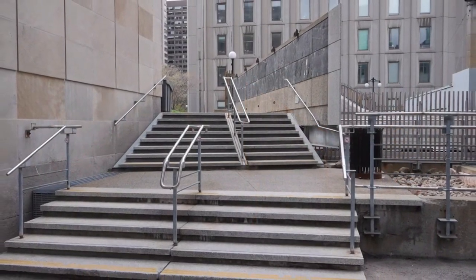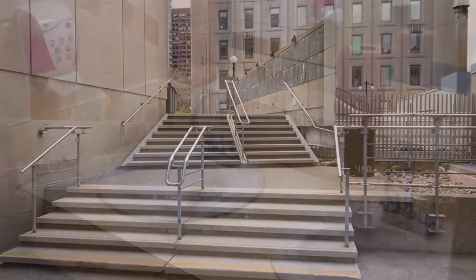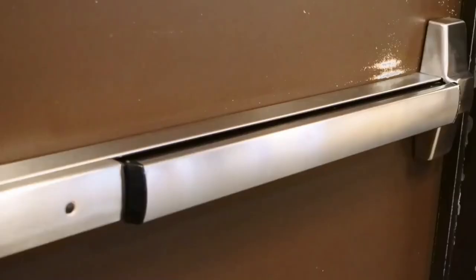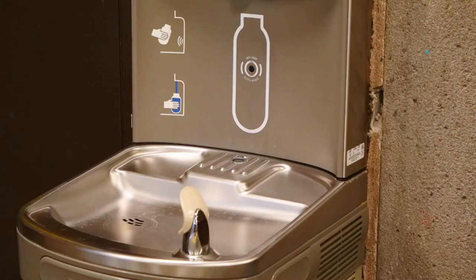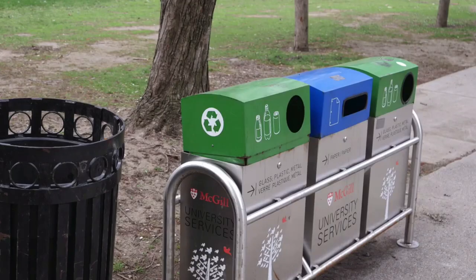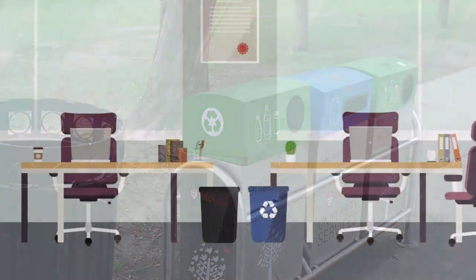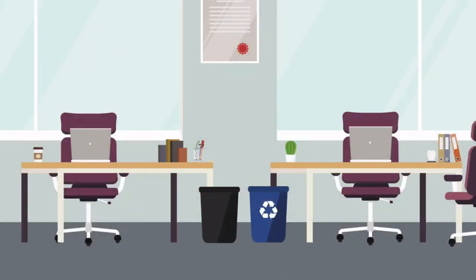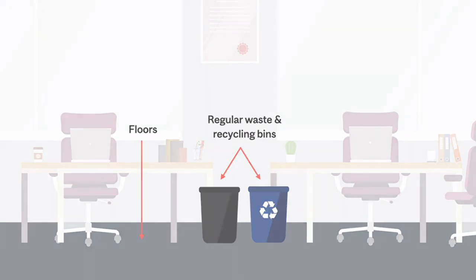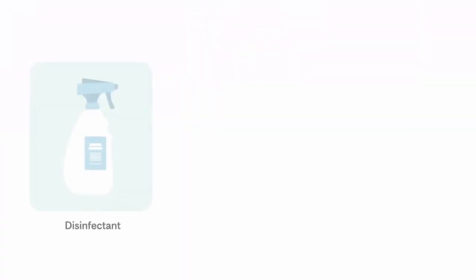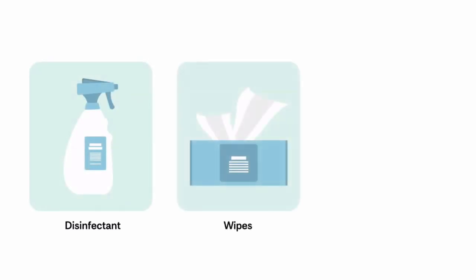Building surfaces will increase cleaning and disinfection of public spaces, including washrooms, doors and entranceways, elevators, drinking fountains, handrails, and other high-touch surfaces. In labs or offices, building surfaces will only clean the floor and empty regular waste and recycling bins. Occupants will be responsible for cleaning and disinfection of their own workspaces at the beginning and end of each shift. Products that both clean and disinfect are most effective.